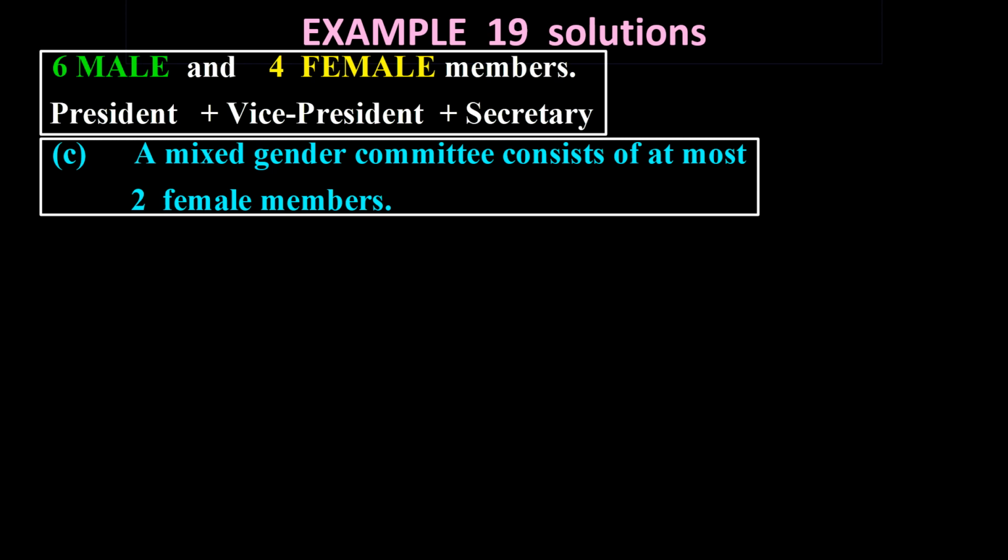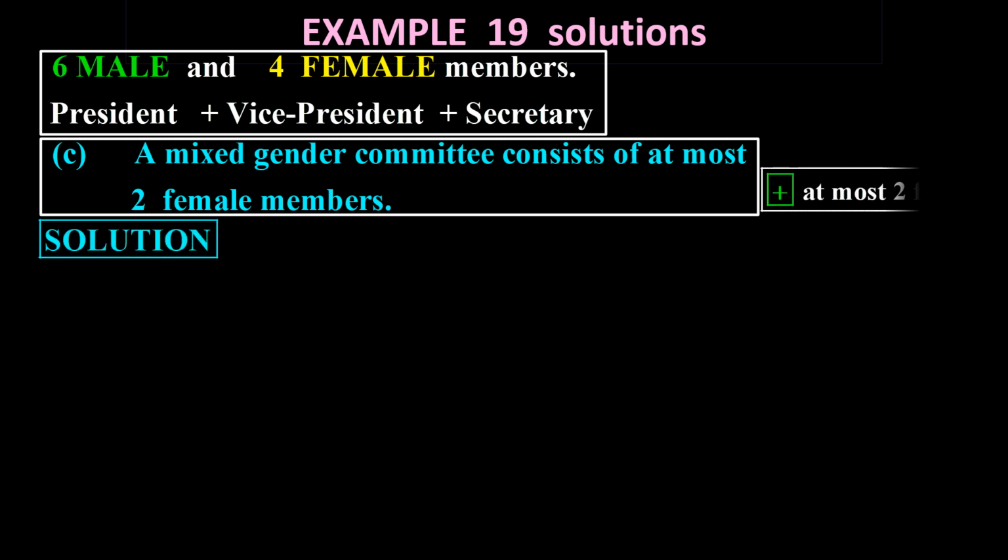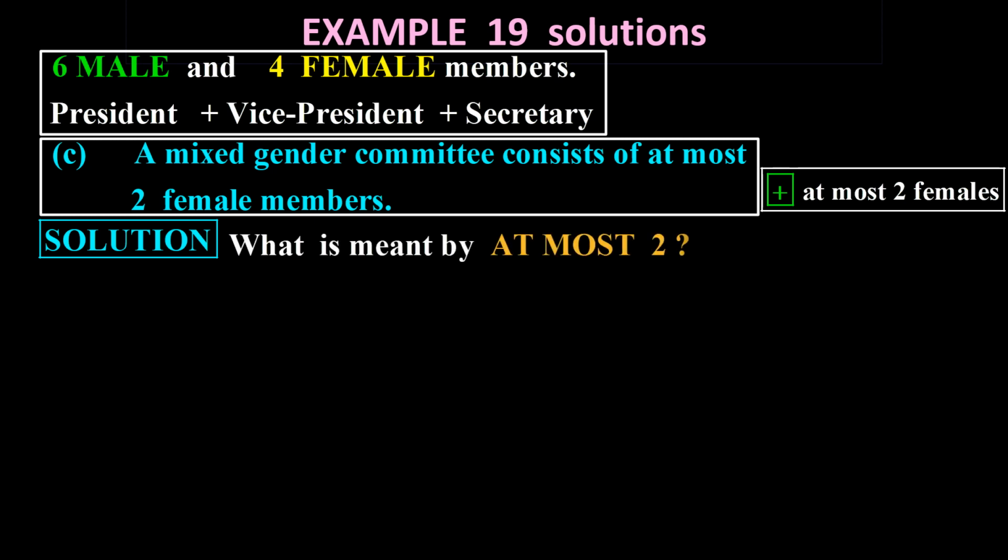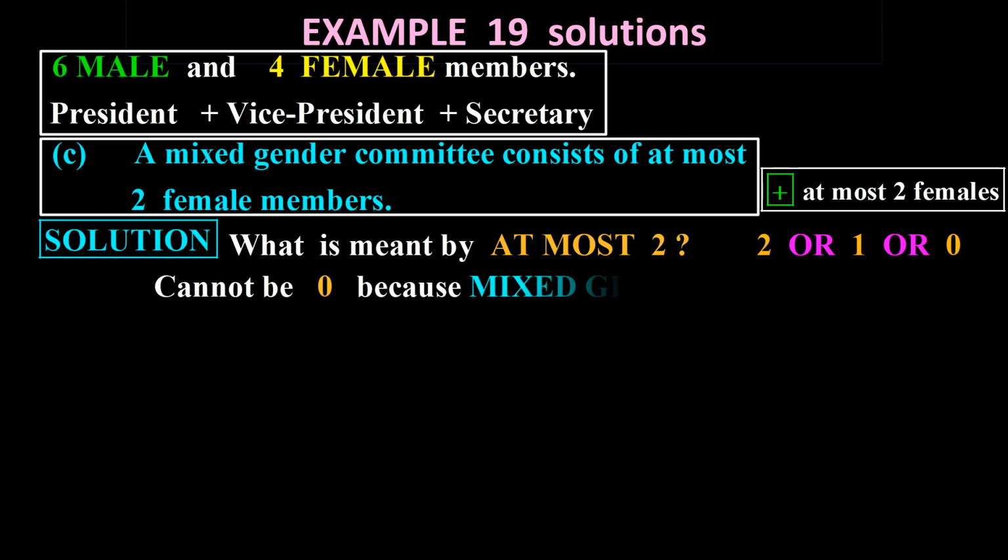And at most 2 female members need to be on the committee, right? At most. So let's see, what do we understand by at most 2 females? At most 2 means there can be 2 females on the committee, or 1 female on the committee, or no females on the committee.